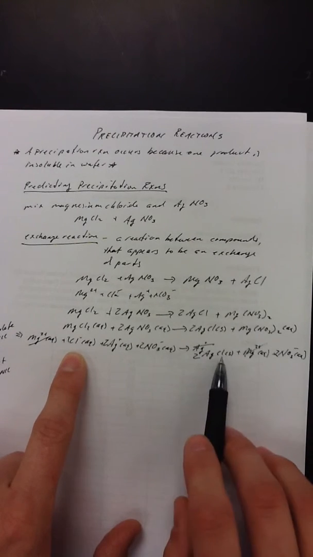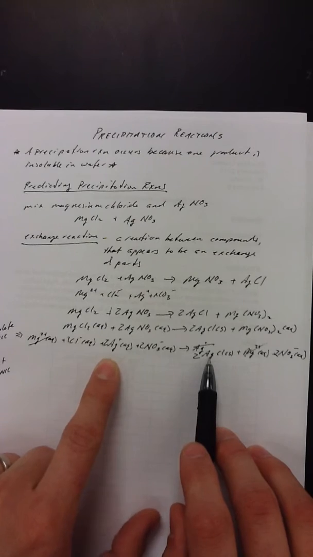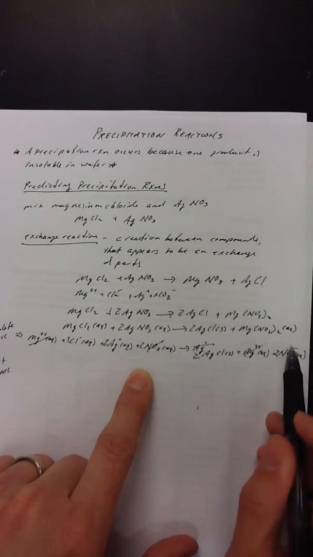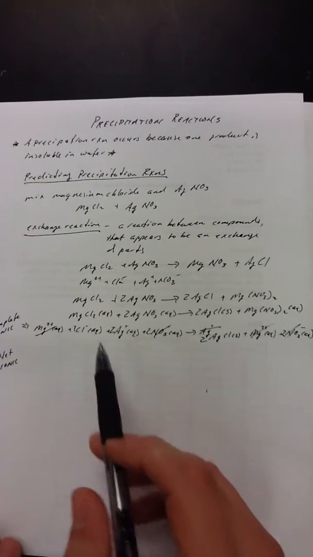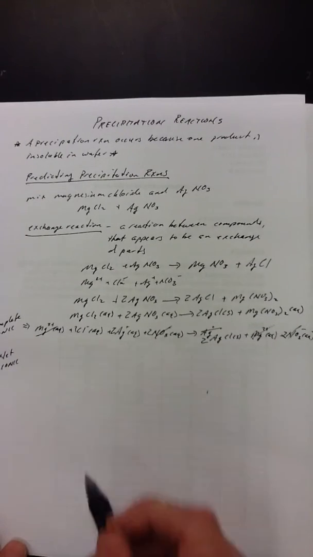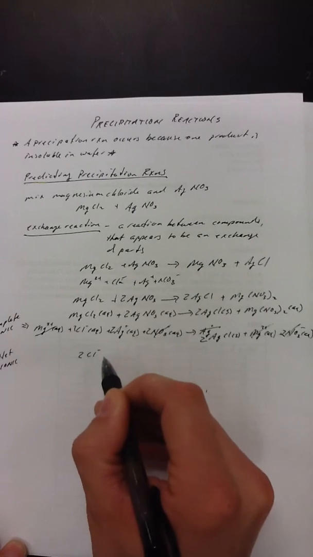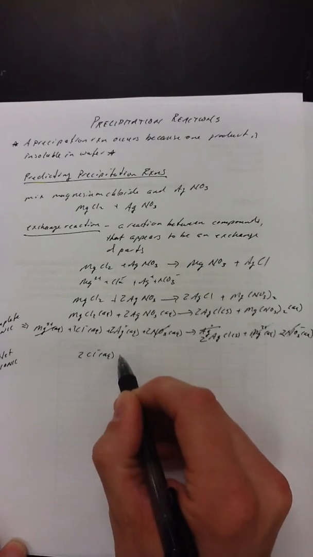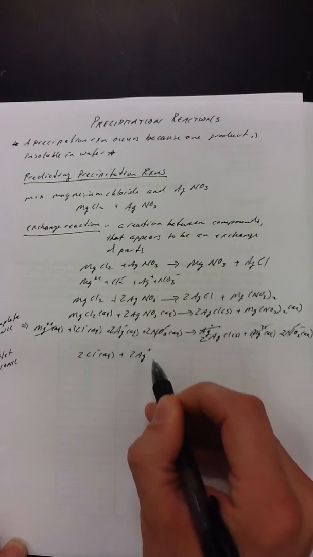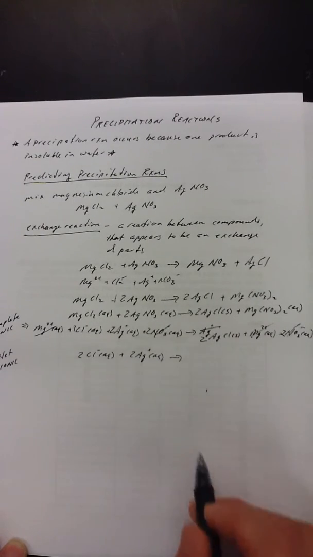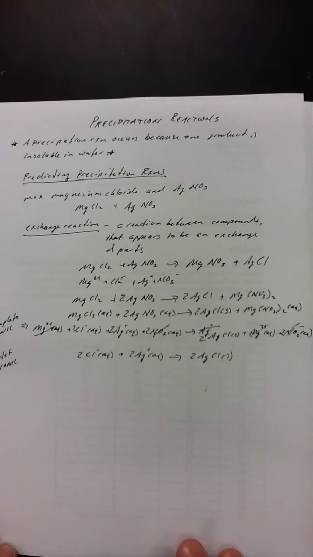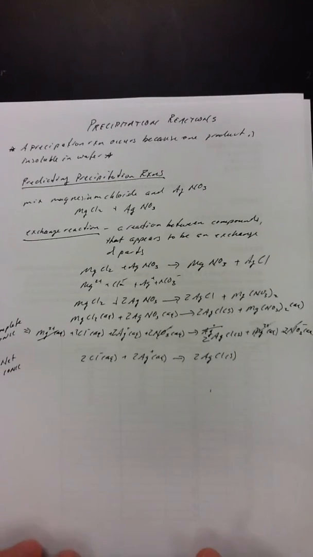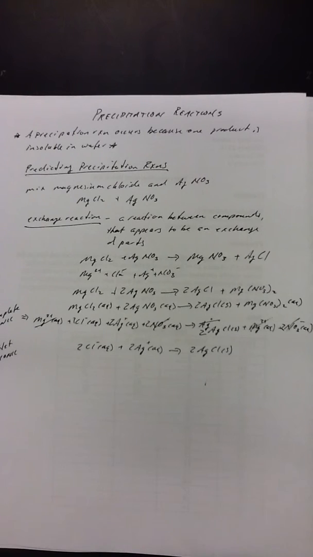Chloride is locked up in the solid, so we can't cancel that. Silver is also in the solid, can't cancel that. But we have nitrate, which is the same on both sides, so we can cancel that. So the net ionic equation will just be the ions that are involved in forming the solid. So 2 Cl-, which is aqueous, plus 2 Ag+, which is aqueous in solution, yields 2 AgCl.